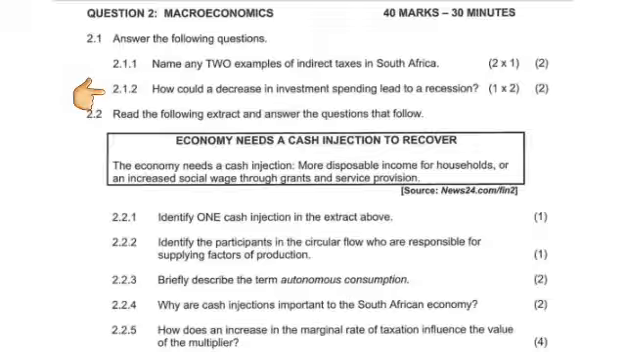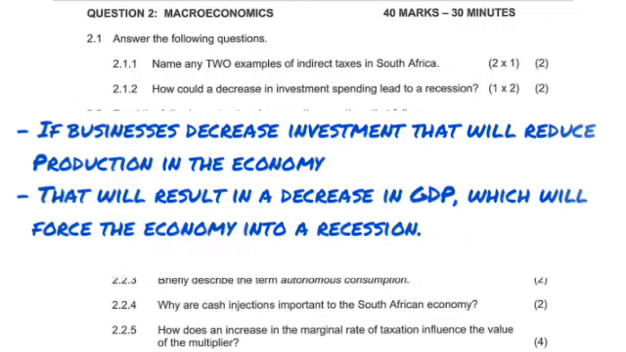In 2.1.2 it says, how could a decrease in investment spending lead to recession? Now this is one of those things that I'm just saying. In the circular flow diagram you are told that businesses invest, right? Businesses make investment. So when we are talking about a decrease in spending, we are talking about if the businesses decrease their spending because they are the ones that are known to invest. They make big investments that affect the economy as a whole.